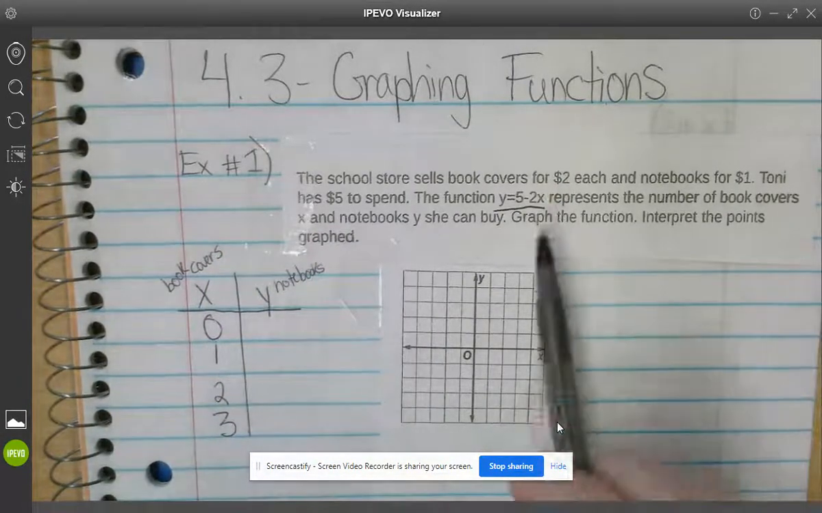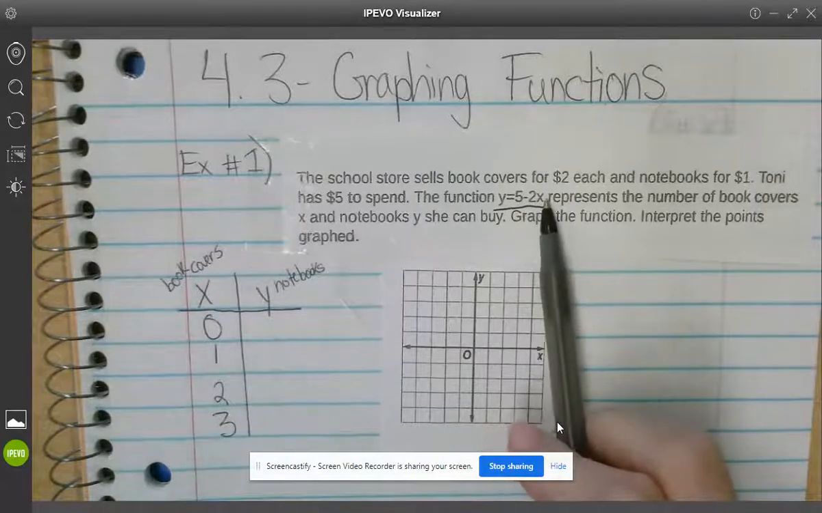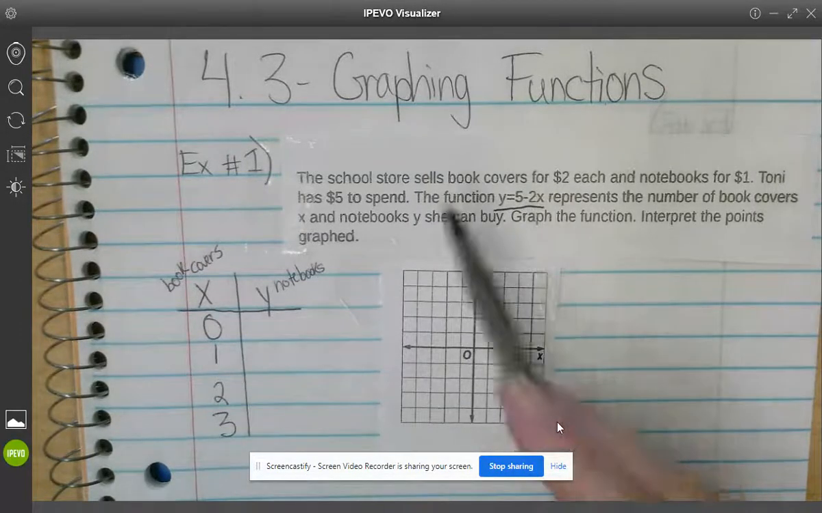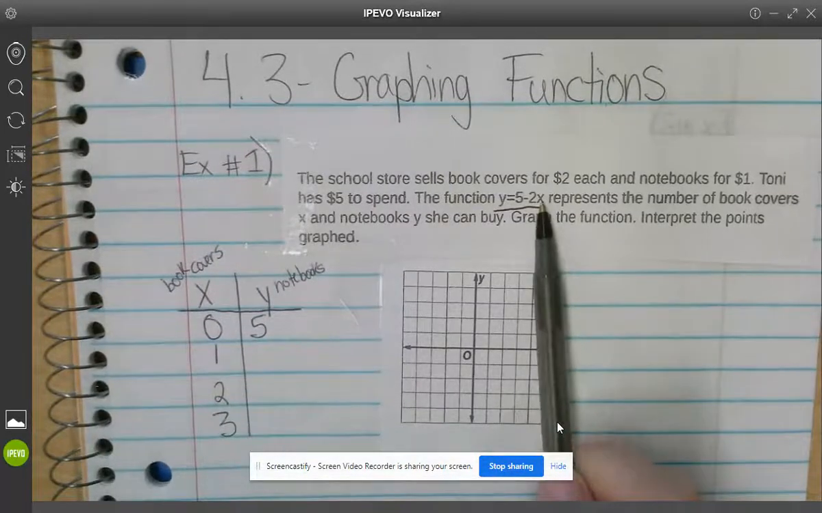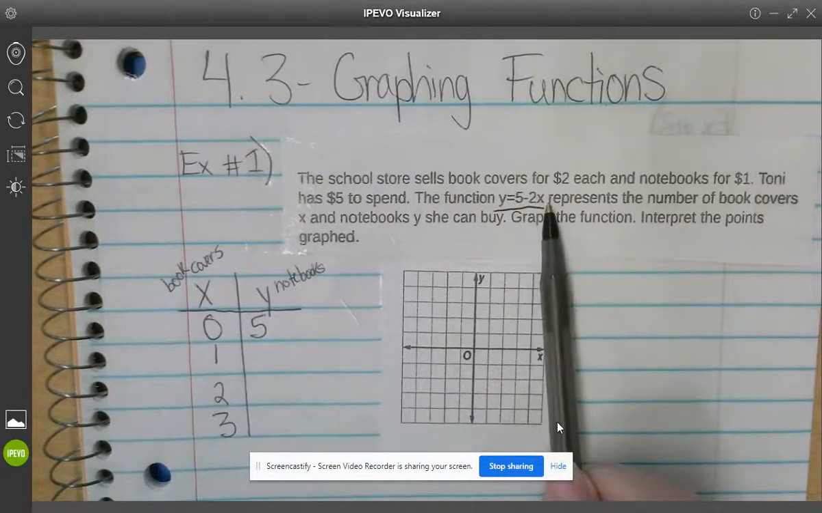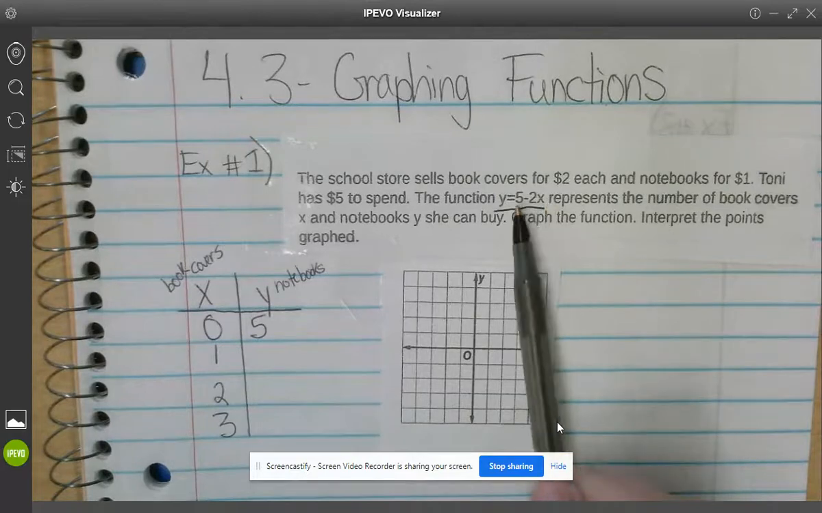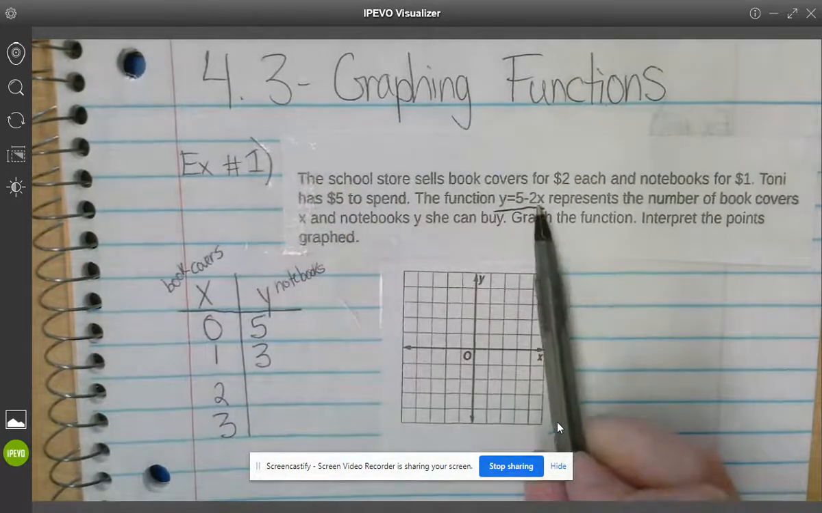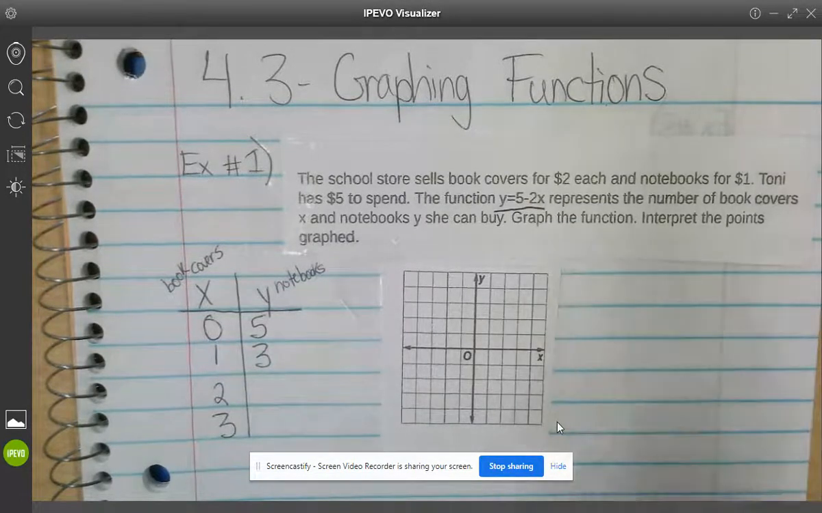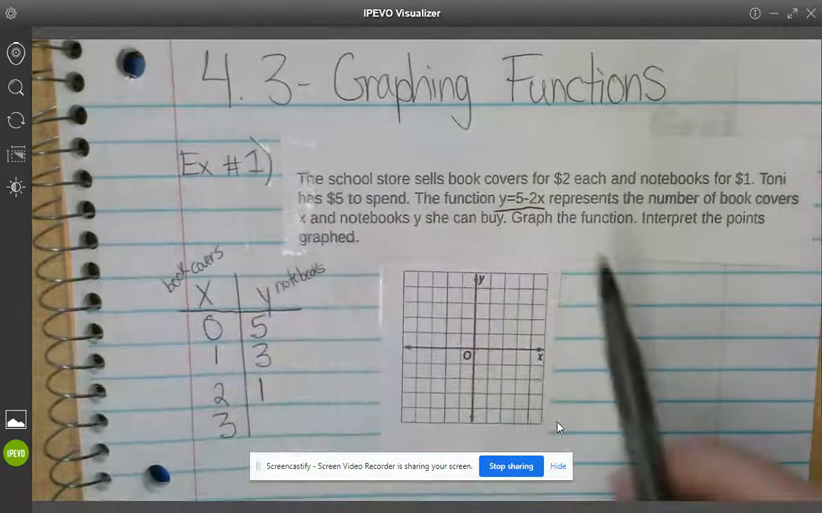Okay, so this is our equation. If x is 0, the only thing I have left is 5. Next one, if x is 1, -2 times 1 is -2. So really that's just 5 minus 2, which is 3. If x is 2, 2 times 2 is 4. So now it's 5 minus 4, which is 1.